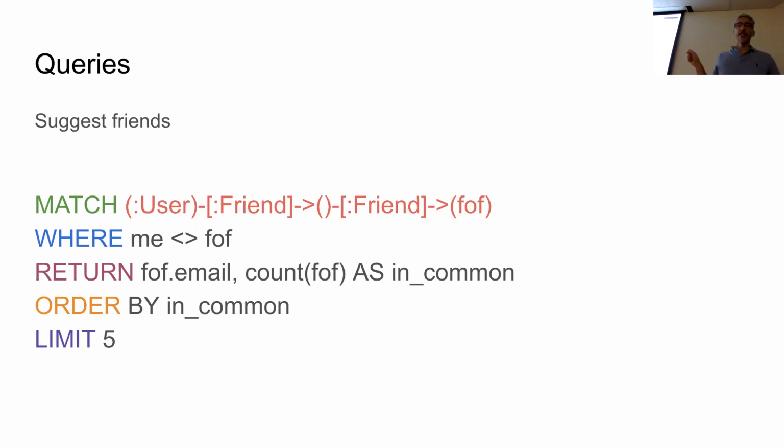So this is a Cypher query. The Cypher query language was designed by Neo4j a few years ago. They open sourced the language. The open source version of it is called OpenCypher. There are a number of different graph database providers, such as Neo, RedisGraph, I believe MemGraph, and Neptune.